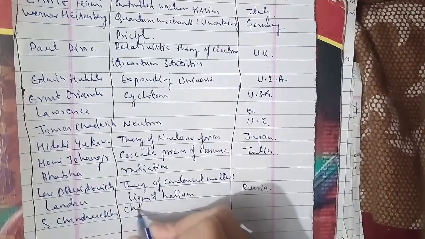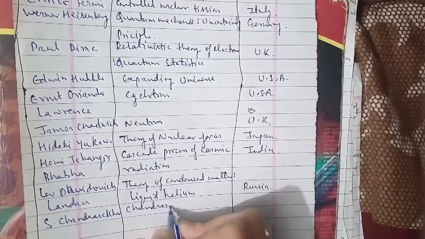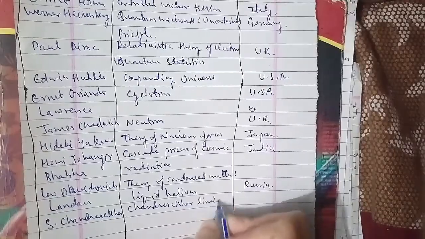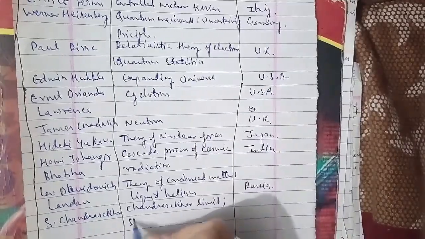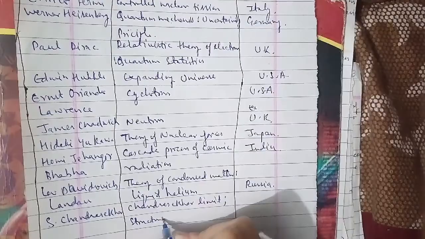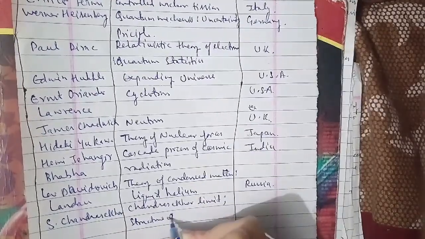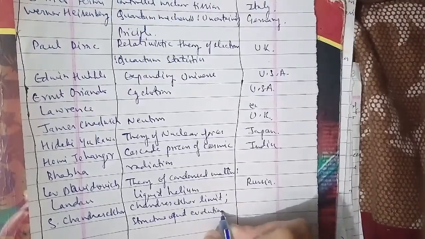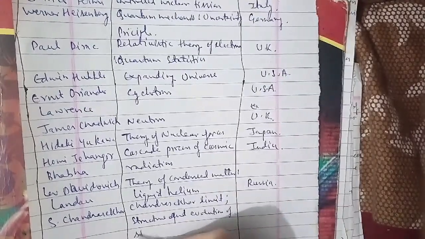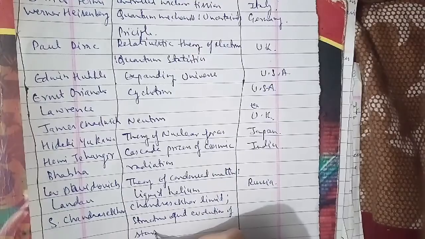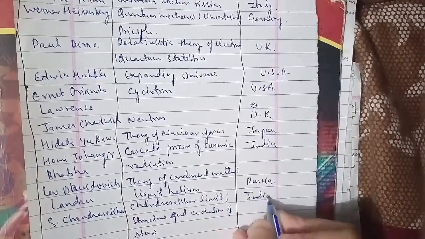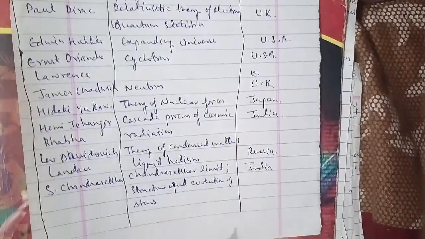Now we talk about another one, John Bardeen. The contribution we have is transistors and the theory of superconductivity. The country of origin is USA.